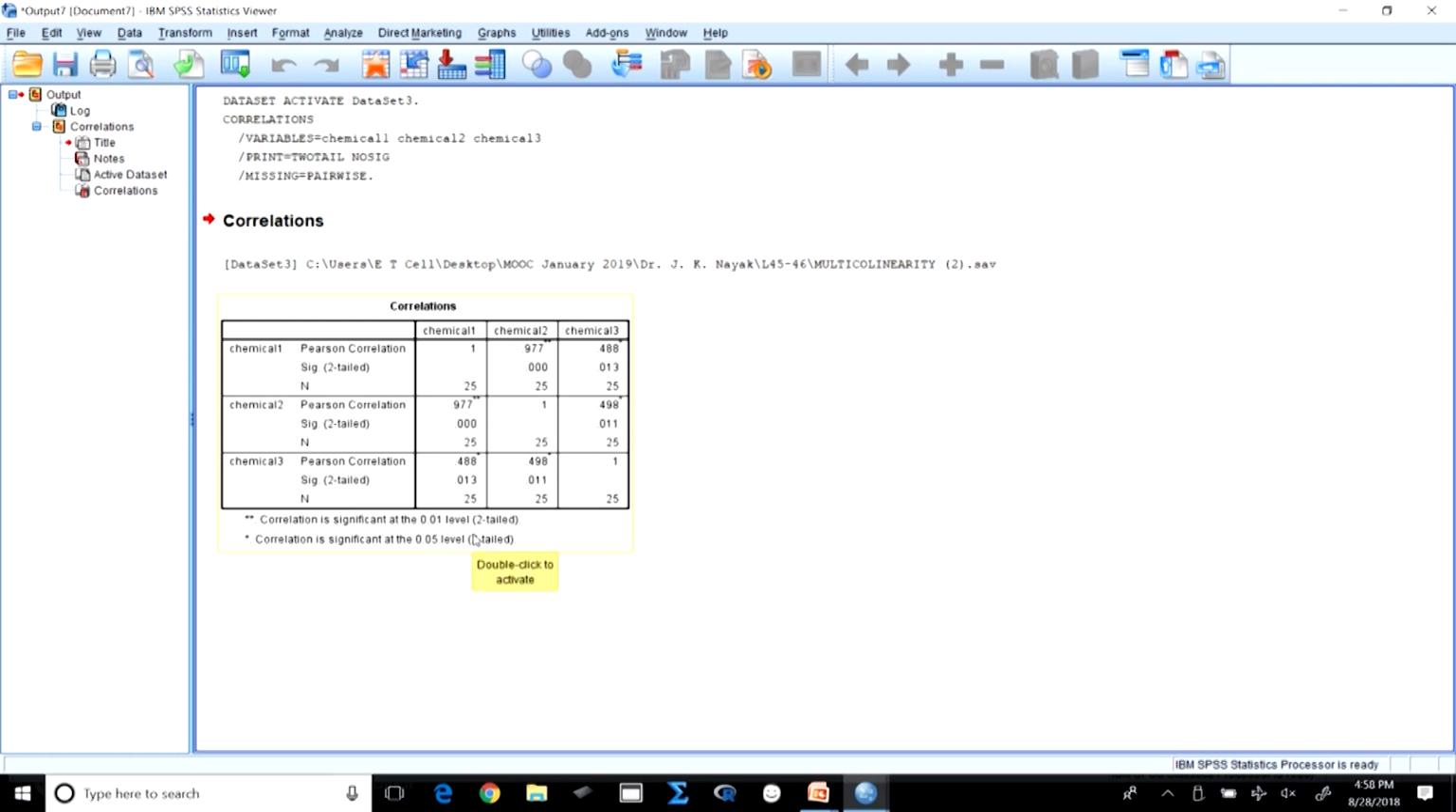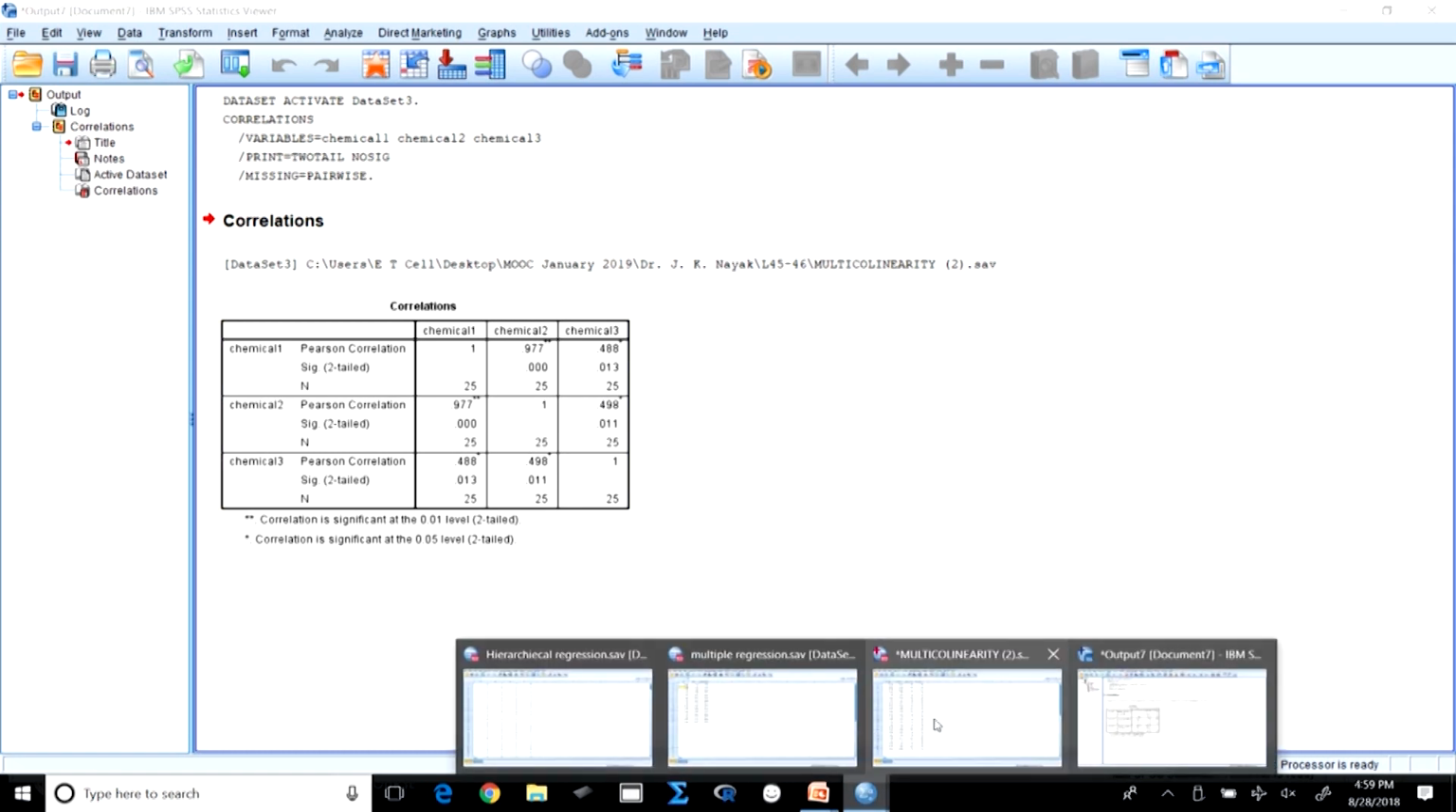So, now we can understand that chemical 1 and chemical 2 are very highly connected, or very strongly correlated. Chemical 1 and chemical 3 are strongly correlated, but not so high. Chemical 2 and chemical 3 are also correlated, but not as high as 1 and 2. Okay, this is just a brief glance of the correlation chart.